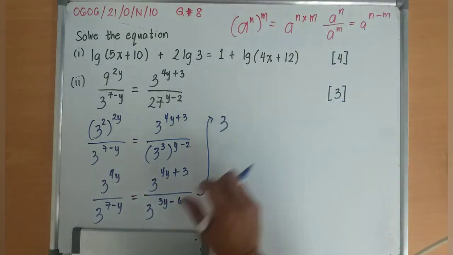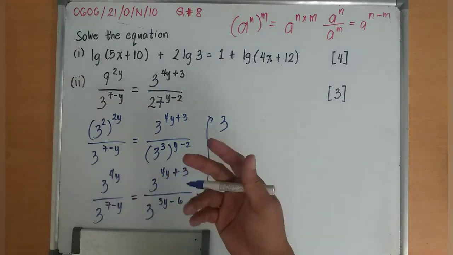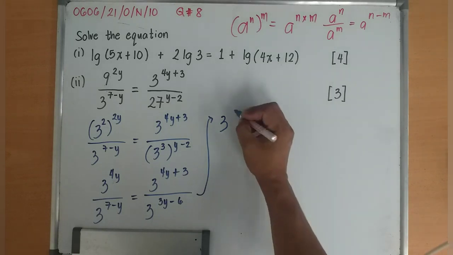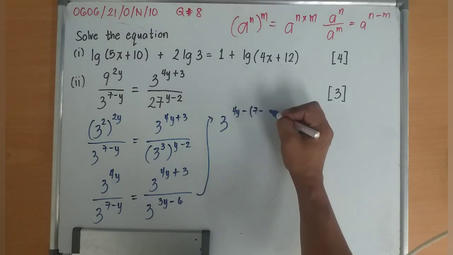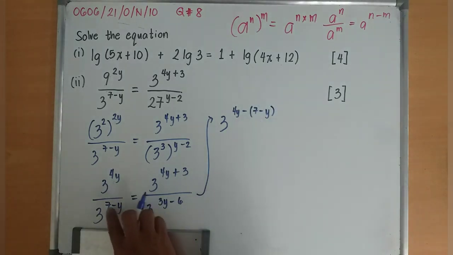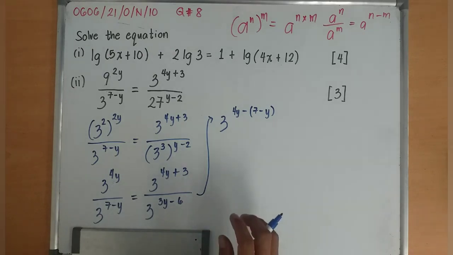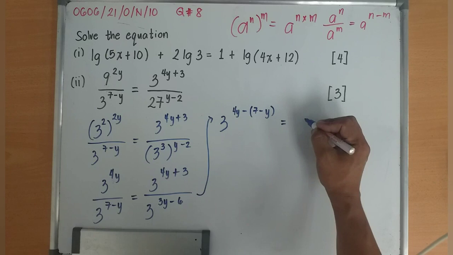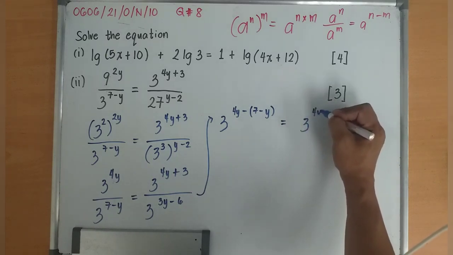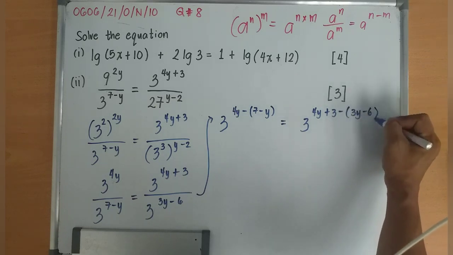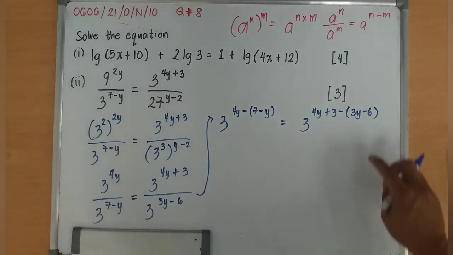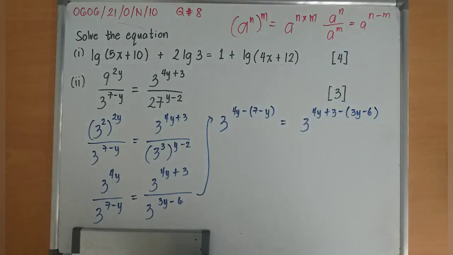I made it as a single index or exponential function. So it will become 4y minus the quantity of 7 minus y. So if you notice, I put a bracket because this is one quantity. 7 minus y is one quantity. Is equal now to 3 to the power of 4y plus 3 minus the quantity of 3y minus 6. So this is one of the common mistakes of the students. They don't put a bracket anymore. You notice that it should be one quantity, so you should be putting brackets.